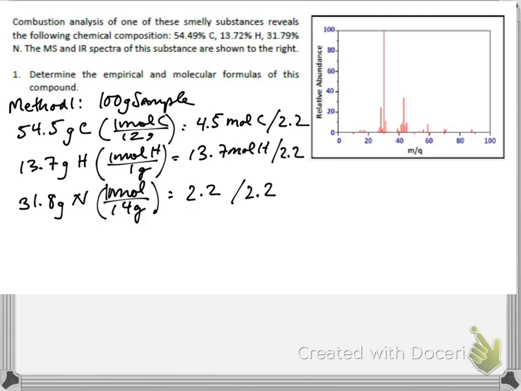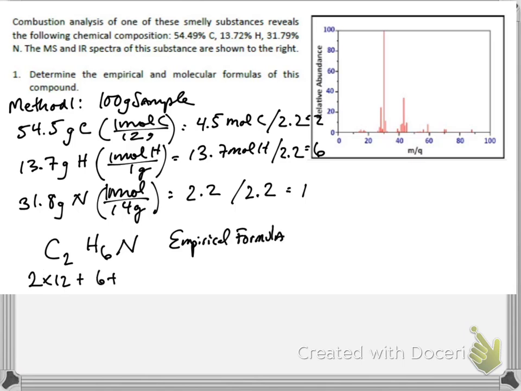So now our empirical formula is constructed with this data. 4.5 divided by 2.2 is 2. 13.7 divided by 2.2 is 6. 2.2 divided by 2.2 is 1. So that gives us the empirical formula C2H6N. We now add up the empirical mass to see if it's the same as the molecular mass. So we see it's 44 grams per mole.